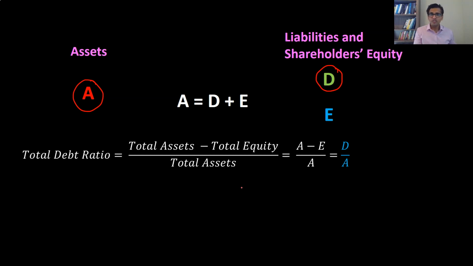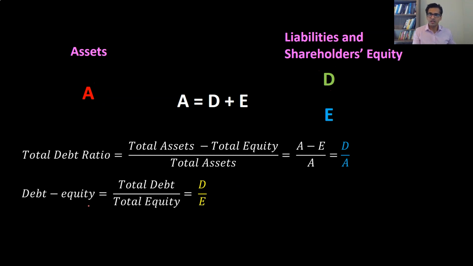There's another ratio which does something very similar. That's the debt to equity ratio. It says that rather than looking at this debt in relation to the total assets, take a look at this debt in relation to the equity. Now, you can probably see this ratio is not going to tell you anything which is different from this.